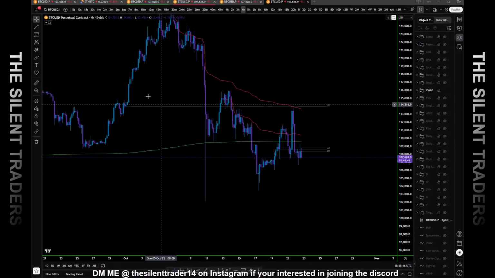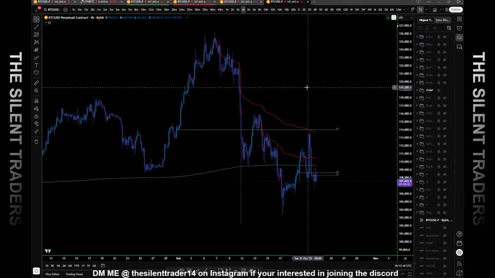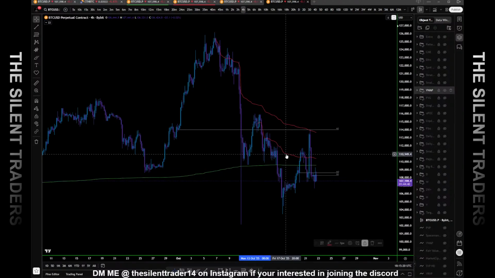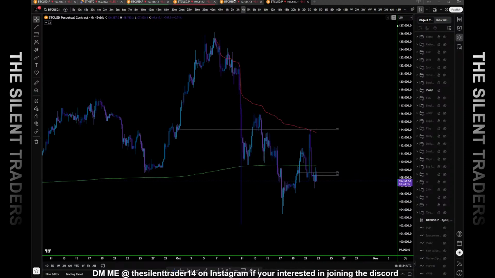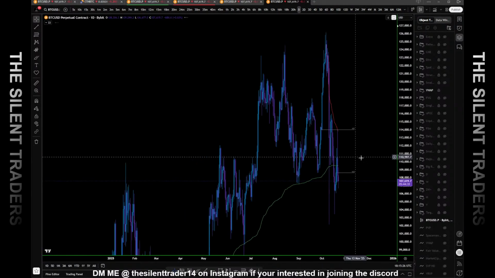Pulled from different zones here. So this one we can get rid of. Once one fully gets taken and it's kind of invalidated, I just get rid of it. Let's do a big zoom out.